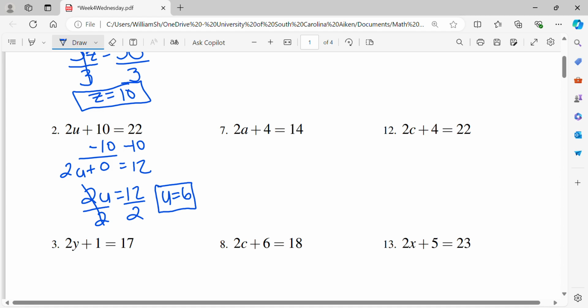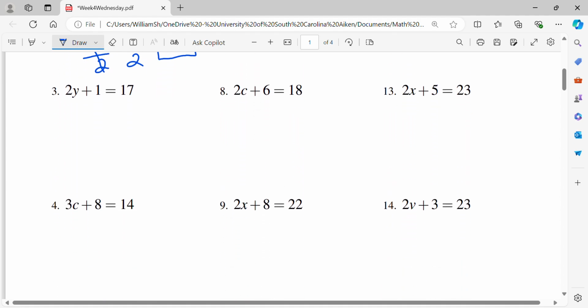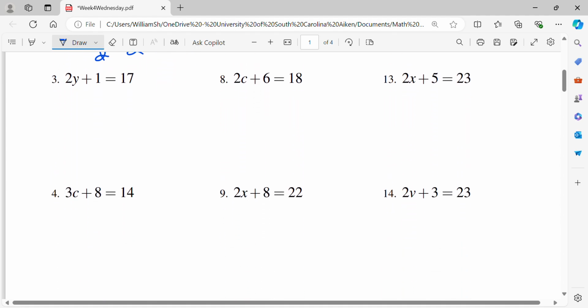So try to move the additions and subtractions first, then look at your multiplication and divisions and try to cancel those out next. Let's go on to number 3. 2y plus 1 equals 17. I'm going to work with that addition and subtraction first. So here I have a plus 1. To get rid of it, I'm going to subtract 1 from both sides. 1 minus 1 is obviously 0.